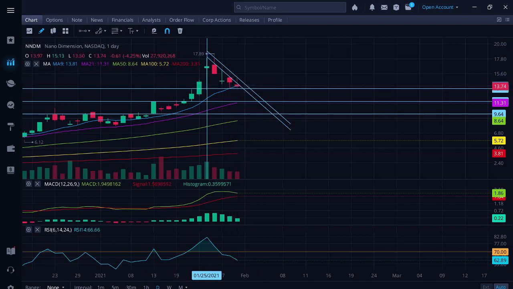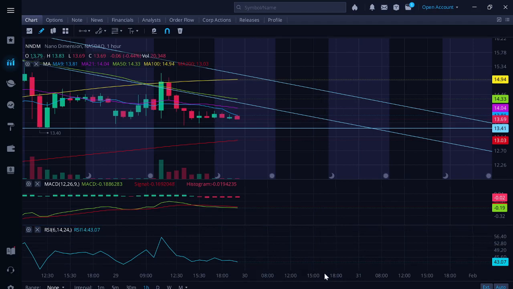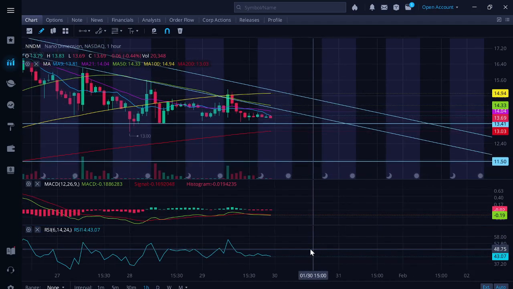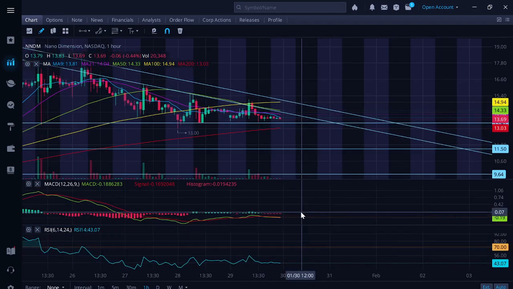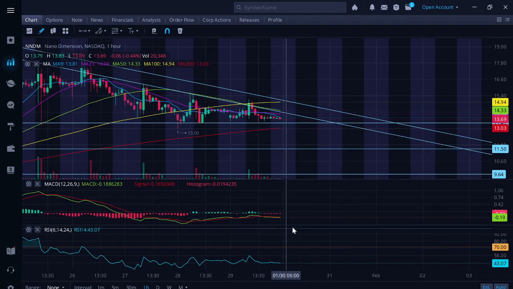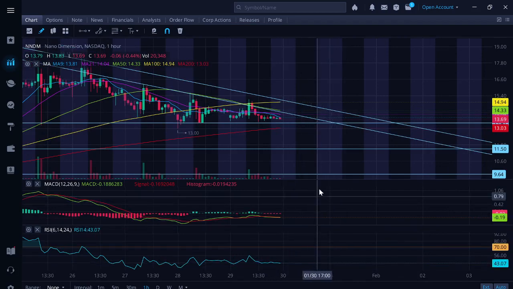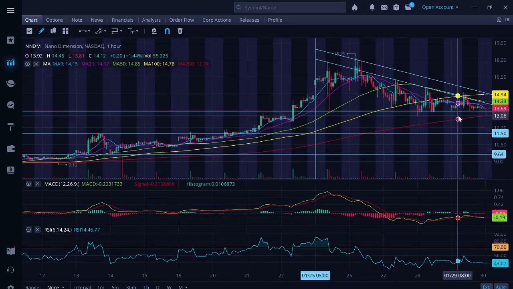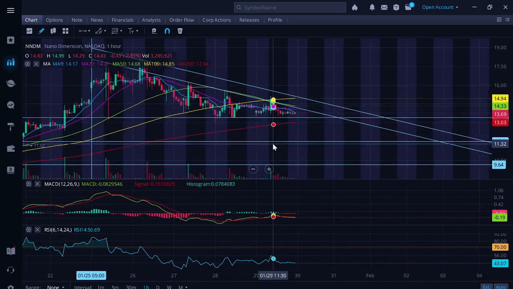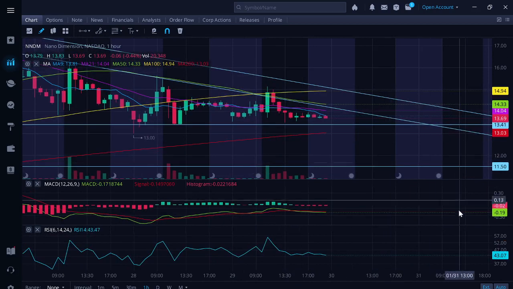So let's drill in a little more. On the 1 hour basis, we are still underneath the MACD histogram area, so that indicates still a bearish trend. The RSI is looking pretty good. So on a closer look, this is what we're seeing.